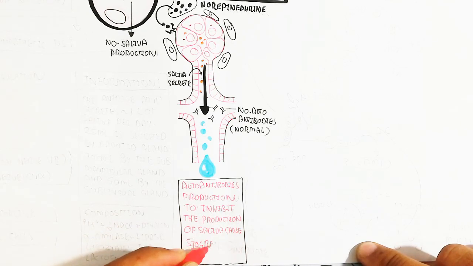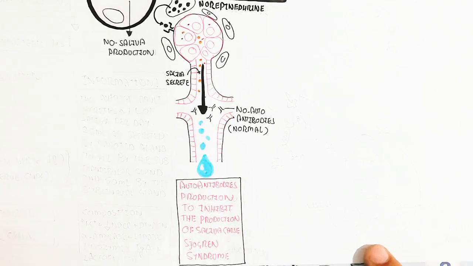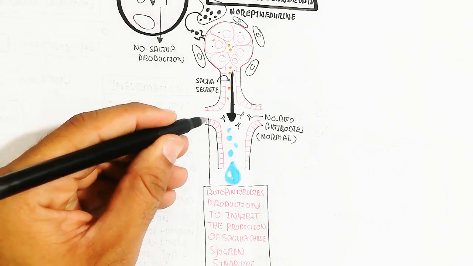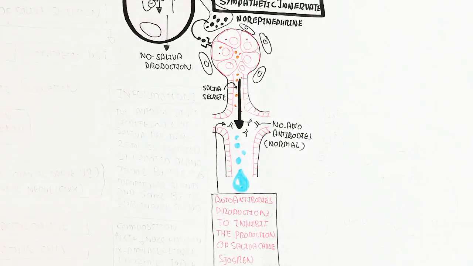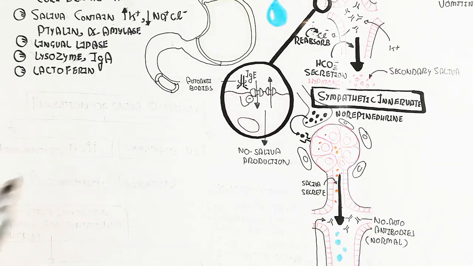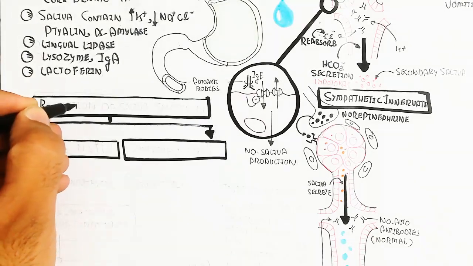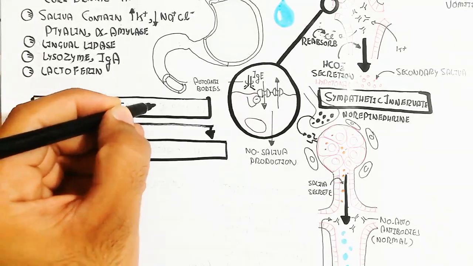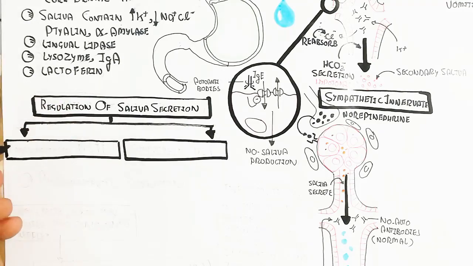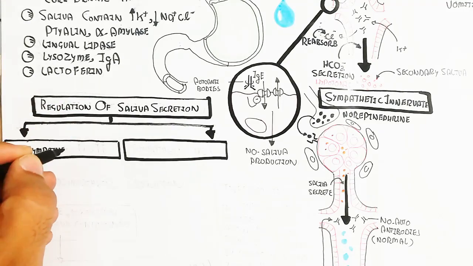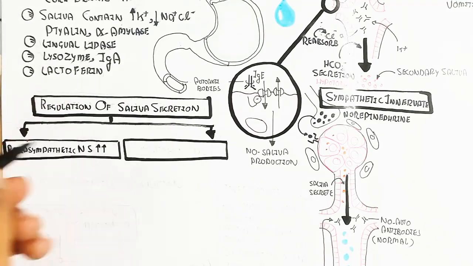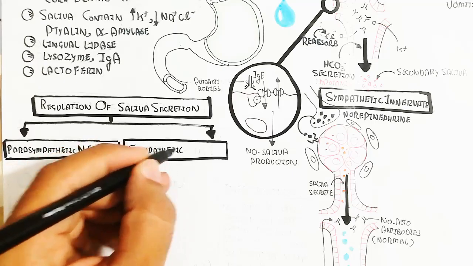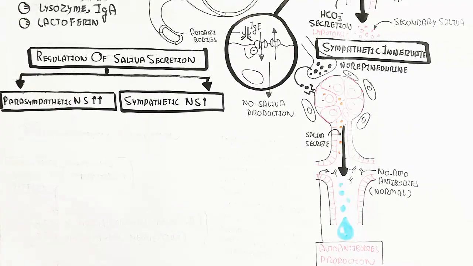So there are no autoantibodies if it is normal. The IgA antibody is normal. So the autoantibody production that inhibits the production of saliva causes Sjogren syndrome. Regulation of the saliva secretion is by the parasympathetic nervous system more than the sympathetic nervous system.